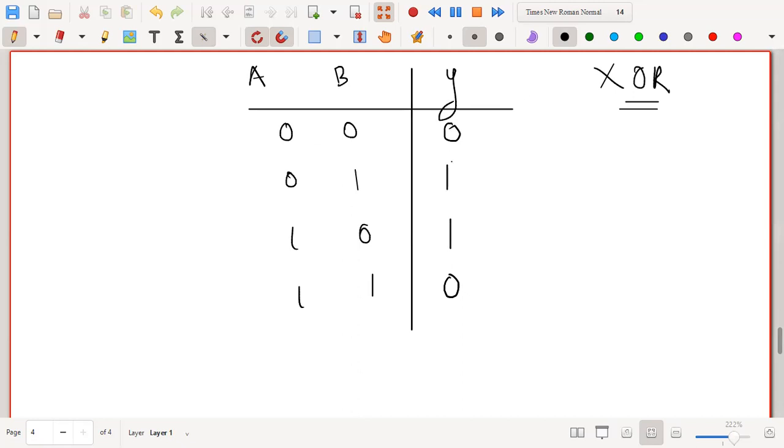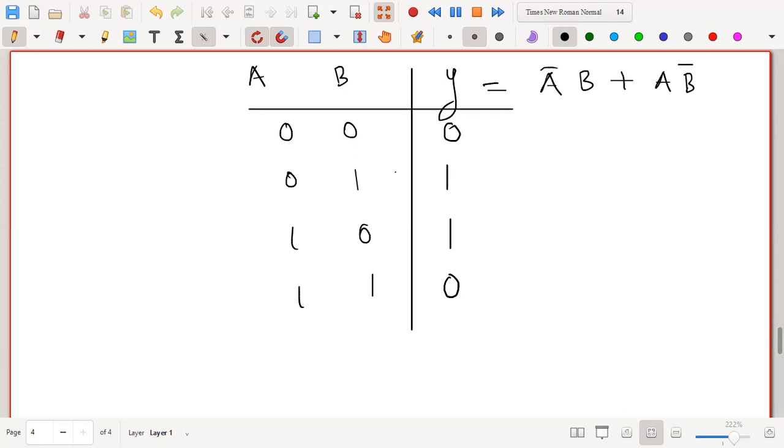You can always verify this with the help of this expression. I am not doing it here, since it is not that difficult. You can verify this yourself. I have already told you that y is a complement b plus a b complement. You just put the values of a and b for each case here, and you will obtain this output.